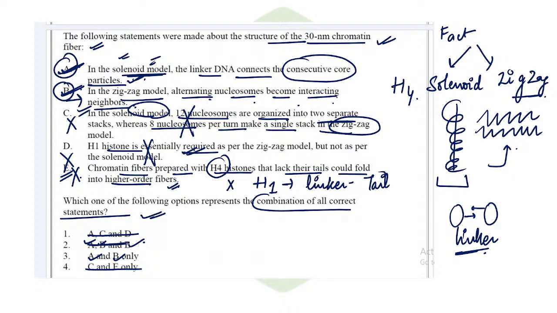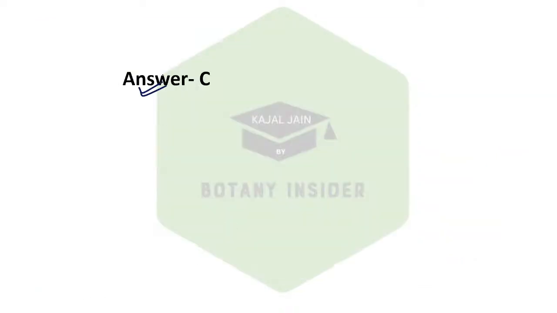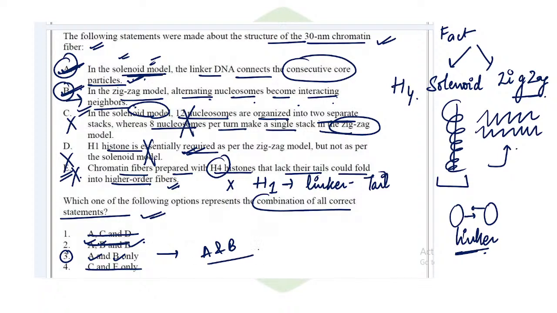I can eliminate option number B as well. And the combination which is correct is A and B only. So C is the correct answer for this particular question. Only A and B statements are correct. All other statements are wrong.